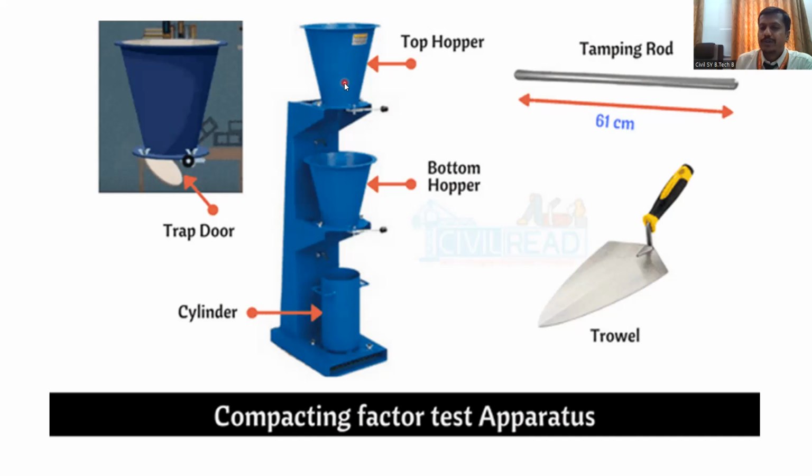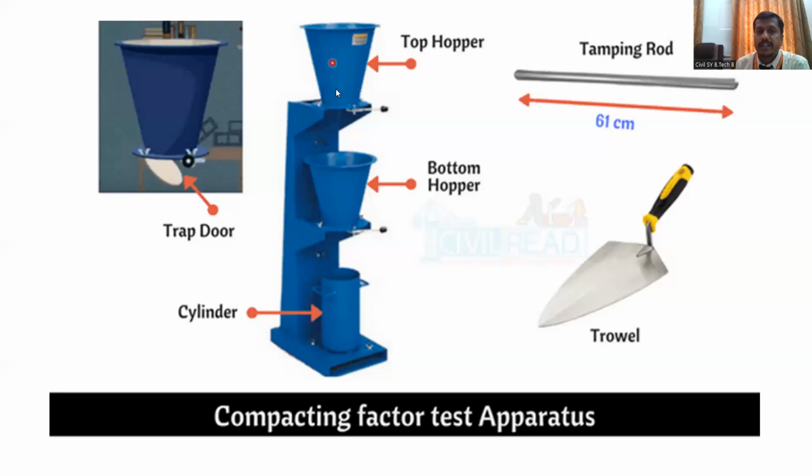So what are you going to do? Whatever concrete you have prepared, now you can measure its workability based on the compaction factor test. For this test, you can use the tamping rod or the trowel that you have. Now, what is the purpose of this tamping rod? Again, I will tell you. At first, you are going to take the concrete and fill it in the first hopper.